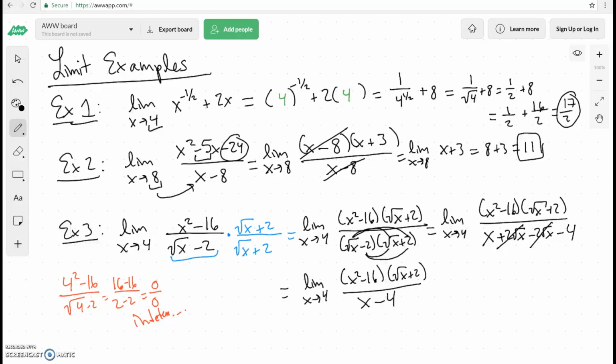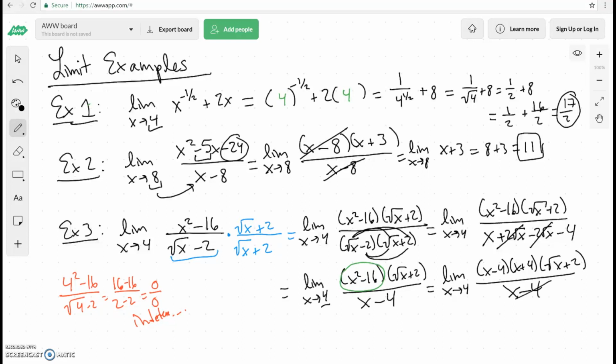Now, we came to another issue because notice that now, even if I plug in the 4, I'm still going to have a 0 on the bottom. But remember that you also have a quadratic on the top. And whenever you have a quadratic, try to factor it as well. So what will be the factored form of that? Well, I can just say this is going to be equal to the limit as x goes to 4. I can factor this as x minus 4, x plus 4, and then I have this extra square root of x plus 2, and then I have this x minus 4.